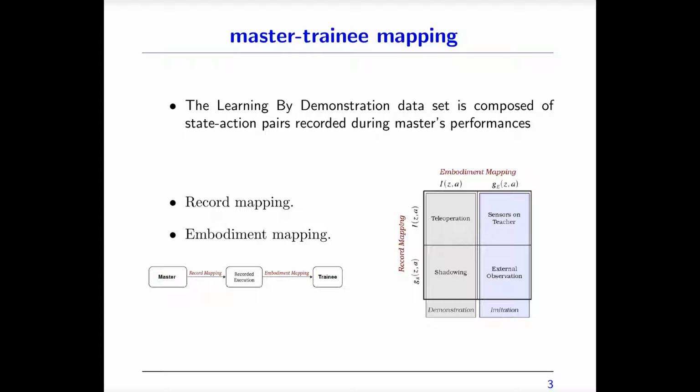Concerning the embodiment mapping function, the authors consider two different cases. When the embodiment mapping function is the identity function and no mapping is present because the demonstration is actually performed on the robot or on a physically identical platform, they name it the demonstration case. On the contrary, when the embodiment mapping function is present, there are differences between the master and the trainee bodies, also known as correspondence problems. They call it the imitation case, and it will be the case which is part of our study.